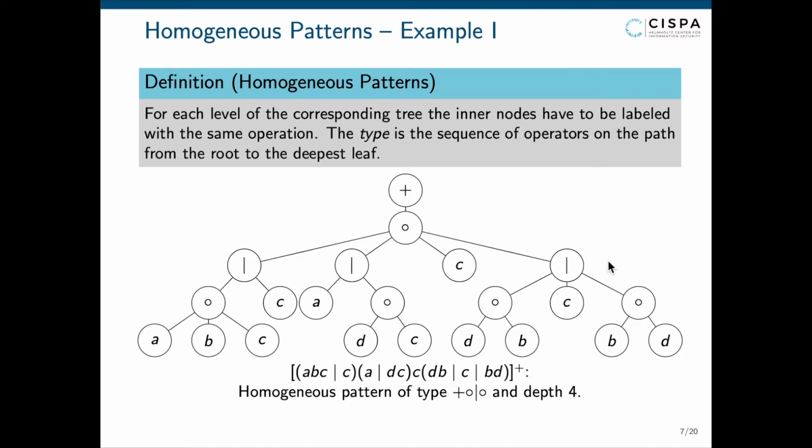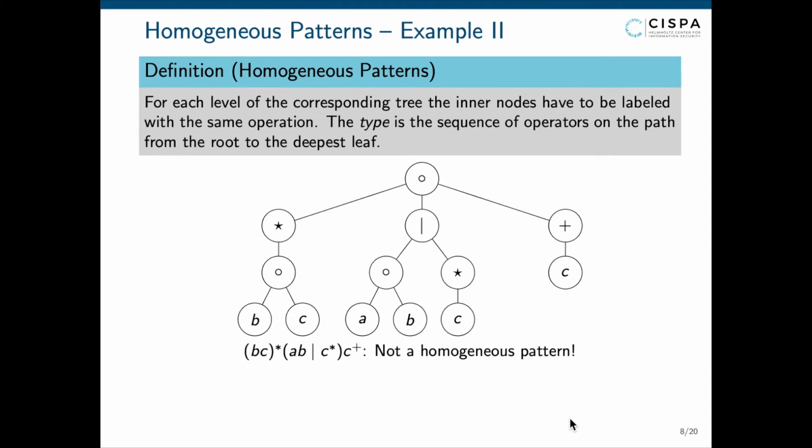If we go to the next level, here's not an OR, but this is a leaf, so it's not affected by our definition. And all the other nodes are labeled with an OR. If we go one level further down, all inner nodes are labeled with a concatenation. And on the last level, we have just symbols, so we don't have to consider this level. Then we see this pattern is actually a homogeneous pattern, and its type is plus, concatenation, OR, concatenation, and the depth is 4. So this is an example for a homogeneous pattern.